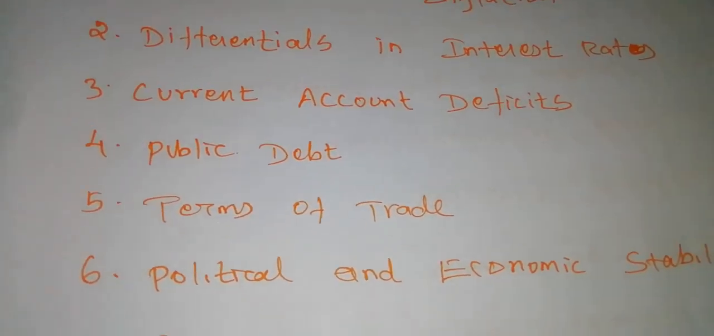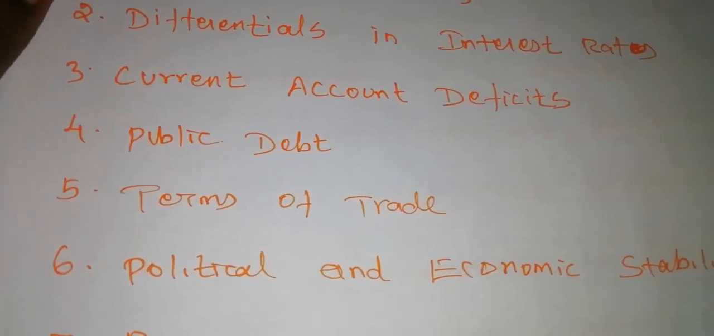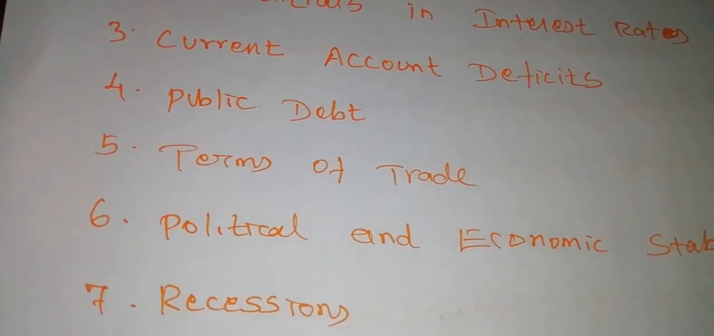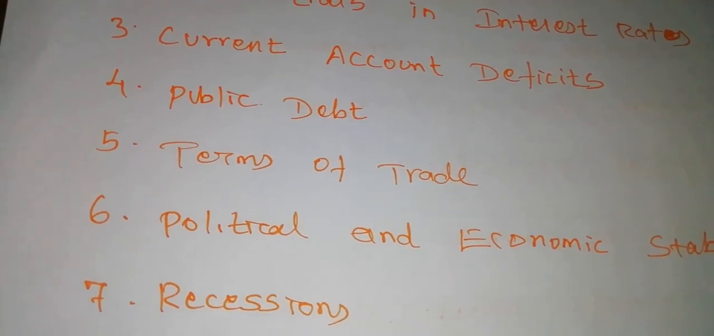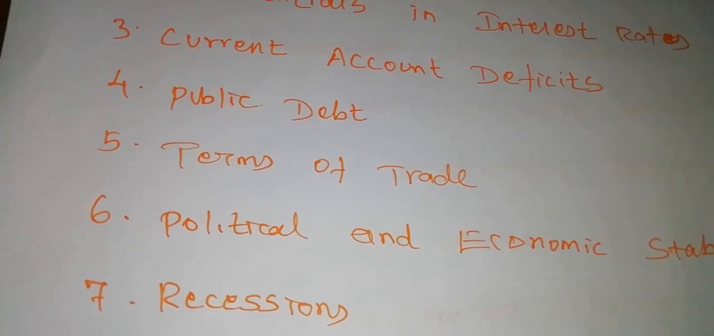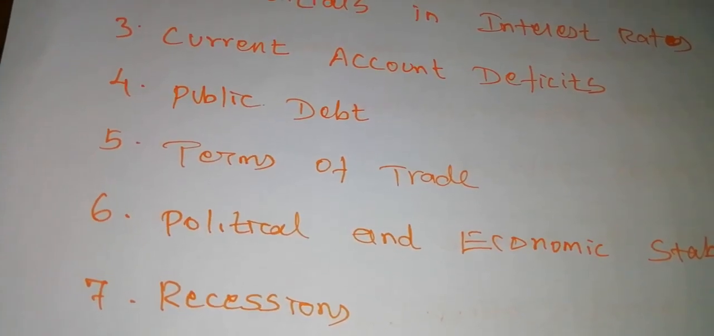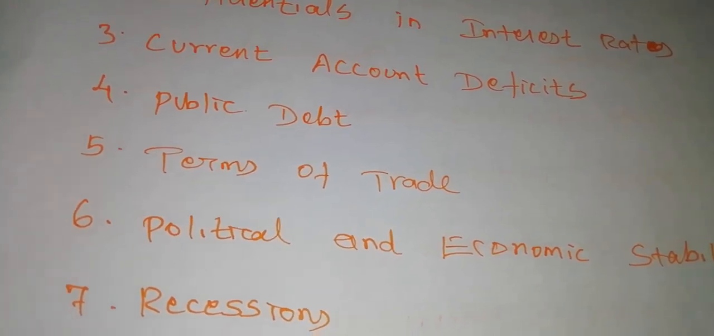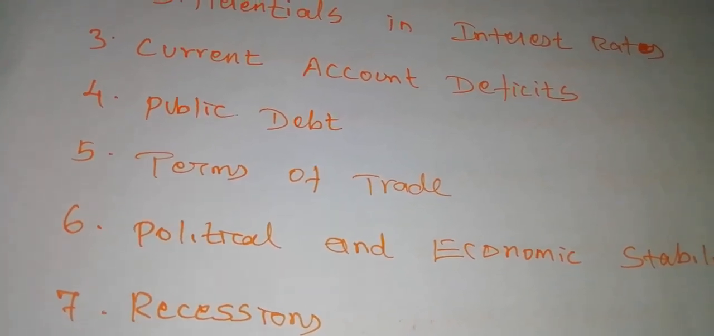So excess demand for foreign currency lowers the country's exchange rate. Next, public debt. Large public debts drive out foreign investors because they lead to inflation. So large public debt also brings inflation. As a result, the exchange rate will be lower.